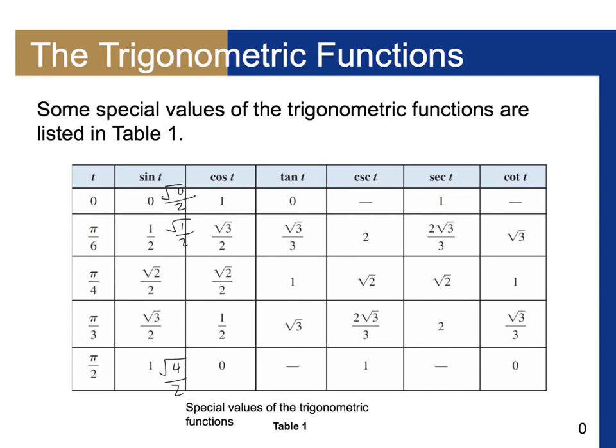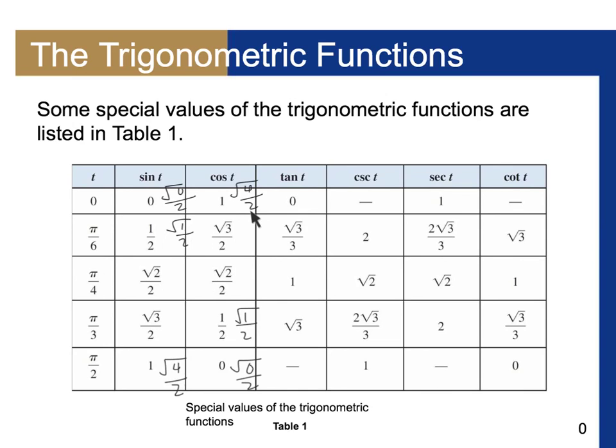Cosine, or x, just does the opposite. It starts at square root of 4 over 2, then goes to square root of 3 over 2, then square root of 2 over 2, then square root of 1 over 2, then square root of 0 over 2. Do you see how that trick works? The y starts at square root of 0 over 2 and then goes square root of 1, square root of 2, square root of 3, and square root of 4 over 2. And then x just does the opposite.